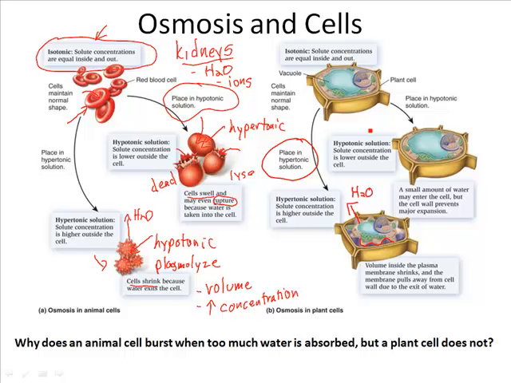Now, in the case of a hypotonic solution, that means that a plant cell is hypertonic, and as a result, water is going to enter the cell, and what we see is the cytoplasm starts to expand. However, because of the cell wall, there's only so much room for that cytoplasm to expand before the wall starts to push back. We're going to call this turgor pressure.